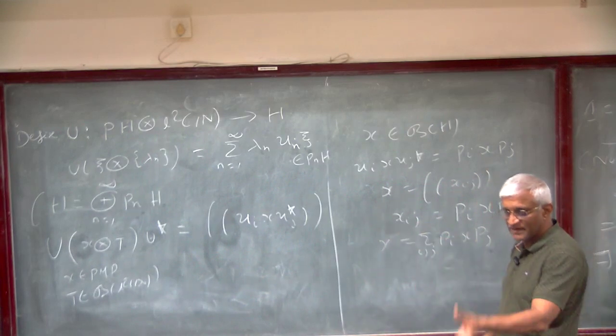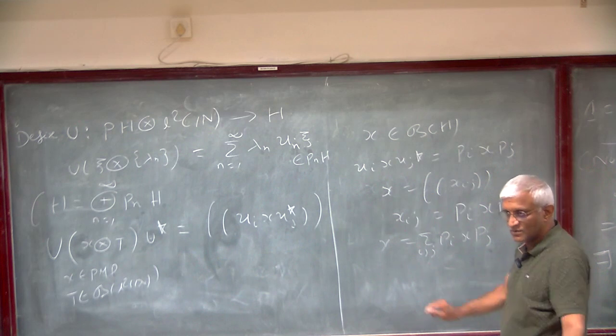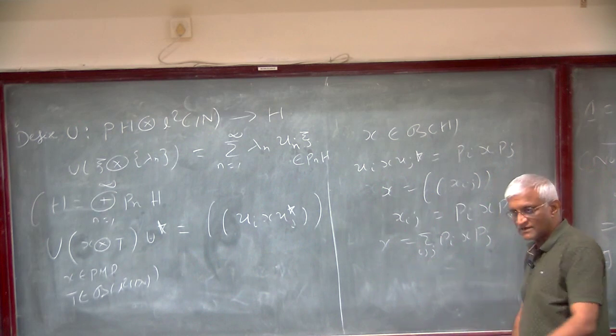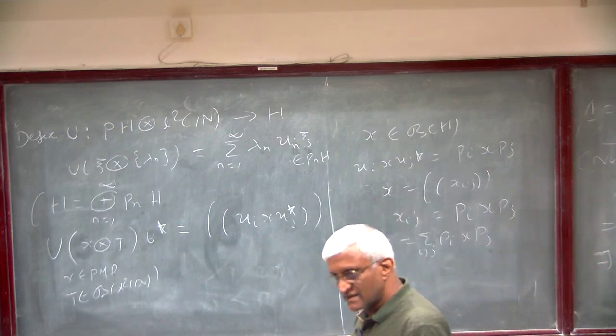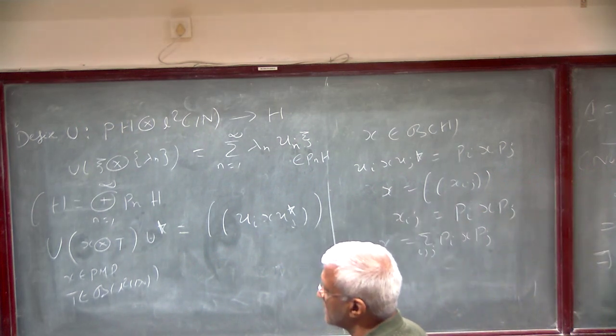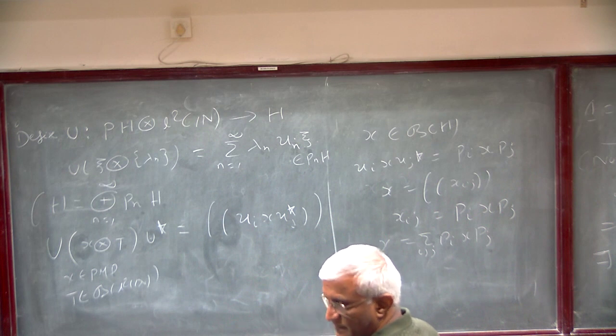Okay, so you will map this to this. U is a nice map. It takes strong closure to strong closure. So because of that, this will be an isomorphism. So we have proved that the type 2 infinity factor is just a tensor product of a type 2 1 factor and a type 1 infinity factor. Type 1 infinity means the H is infinite.